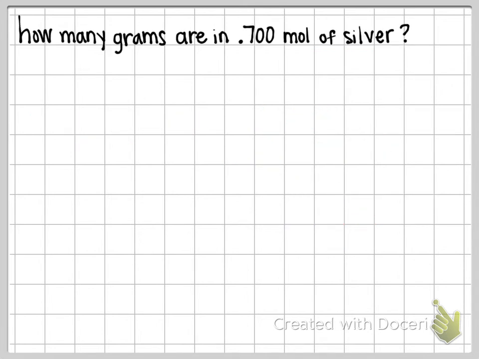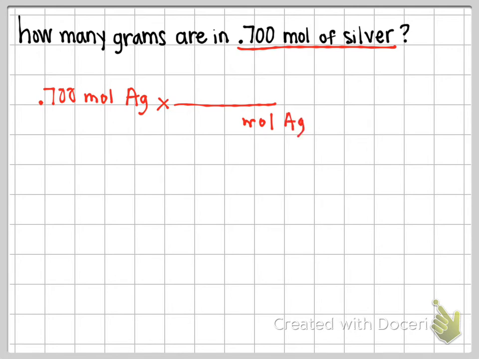Another example, how many grams are in 0.700 moles of silver? And so this is our given, so you start by writing your given. 0.700 moles of silver, which is Ag. And even if you don't know where to go from here, you set up your conversion factor. And moles, because that's what you're given, because that's what's on top, moles of silver has to go on the bottom. And we are trying to get to grams of silver. And so if you look back at your conversion factors, you do have one that goes from moles to grams.